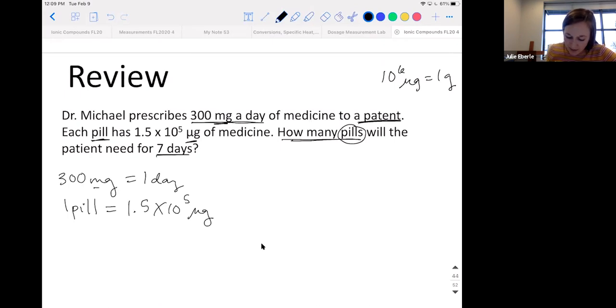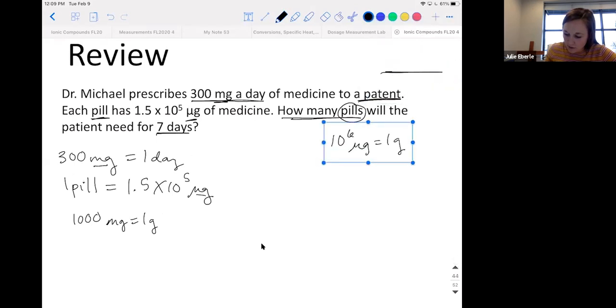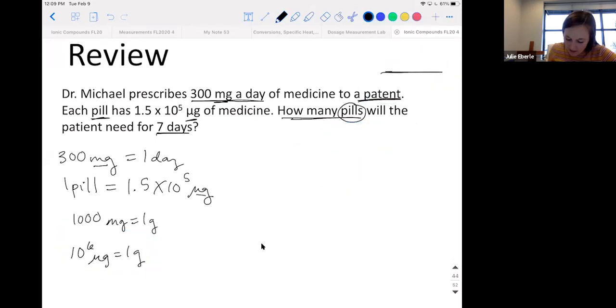So I see milligrams and micrograms, and this is all talking about the medicine. So we're going to have to convert between milligrams and micrograms. I know there's 1,000 milligrams in 1 gram. I know there's 10 to the 6 micrograms in 1 gram. So I'll just move that relationship right down here. Now, because these both equal 1 gram, I'm just going to combine these. There's 1,000 milligrams and 10 to the 6, a million micrograms. You can simplify that if you want, but you don't have to.